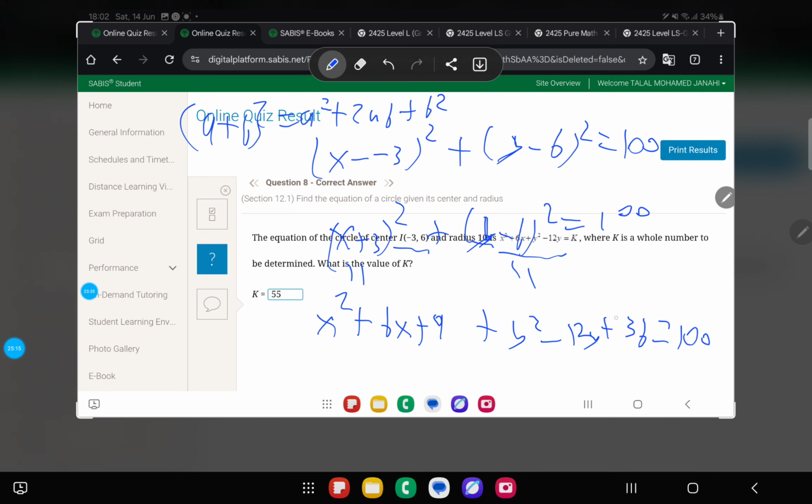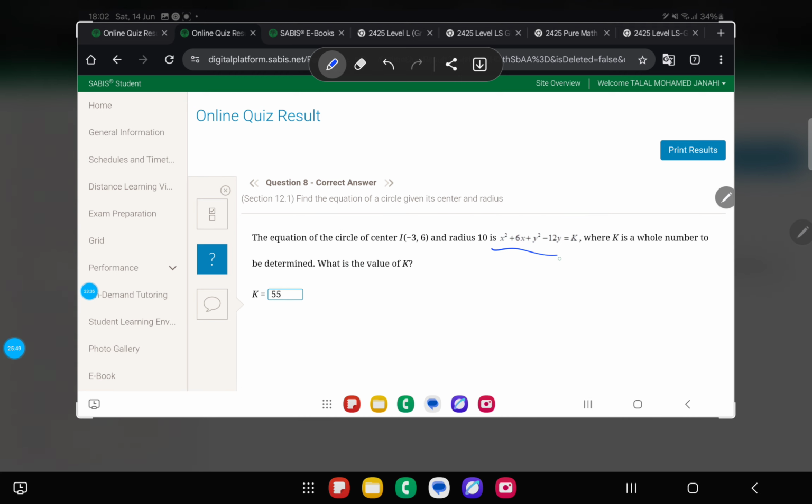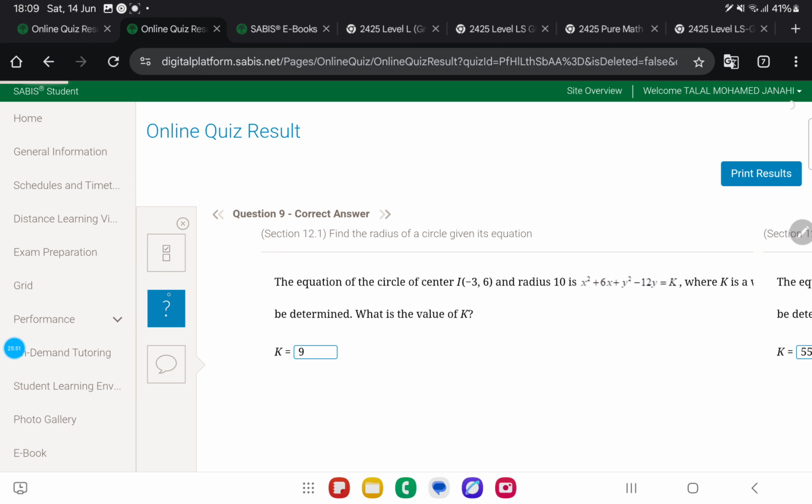Alright, now just add the constants up and flip it to the other side. 36 plus 9 is going to be 45, right? So 36 plus 9, 45, flip it to the other side, minus 45. Okay. So you got x squared plus 6x plus y squared minus 12y equals 100 minus 45 is 55. Okay, so yeah, that's it. That's the answer. Okay, that's it for question 8.